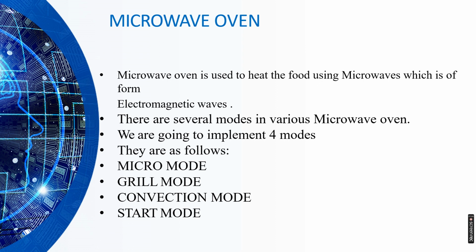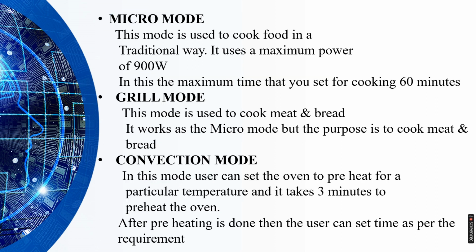Now we will speak of each one of these modes separately. Starting with the micro mode, we can see that this mode is used to cook food in a traditional way. It uses a maximum power of 900 watts. Here the maximum time that we can set for cooking is 60 minutes or 1 hour.